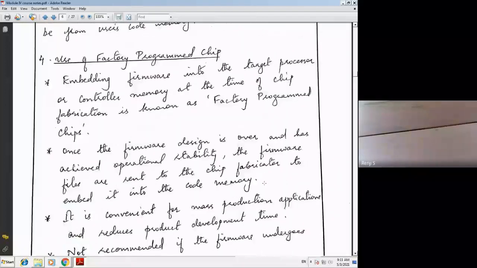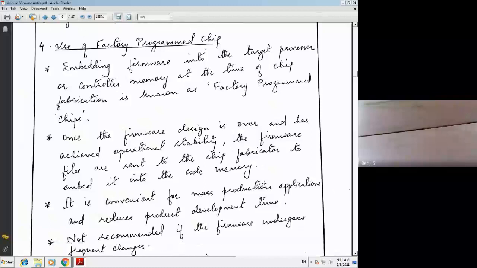And the fourth method is use of factory programmed chips. Factory programmed chips means the chips that are manufactured for mass production. Once the embedded firmware is put into the target processor or the controller memory, it cannot be changed. Since it is put into the memory during chip fabrication time, the firmware is embedded into the chip during manufacturing, and it cannot be altered. These chips are available in the market, and we can buy the chip and use it for our own purpose.